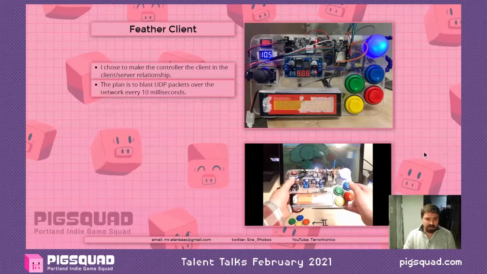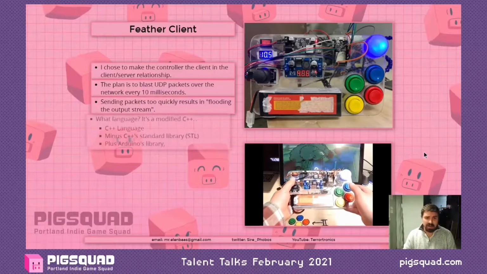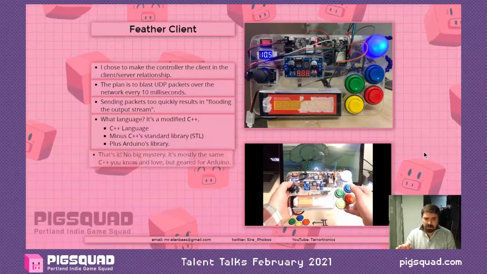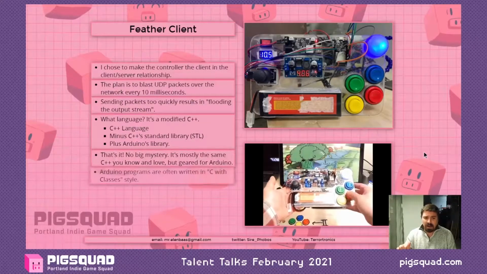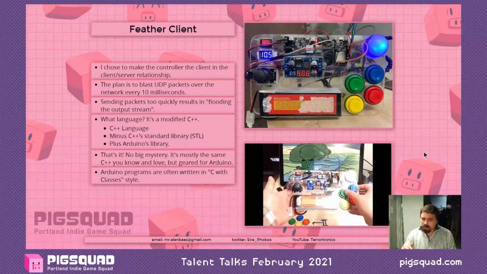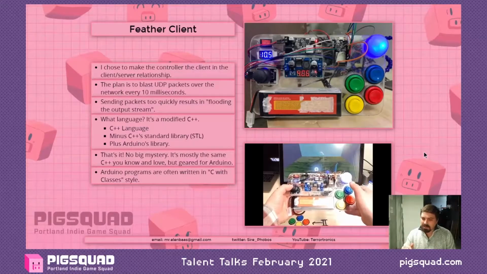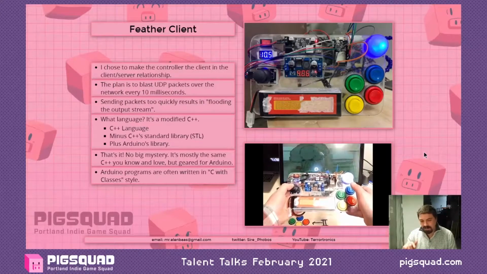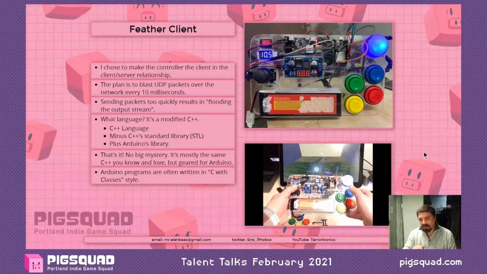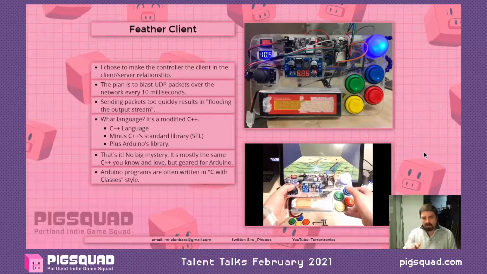The controller is the client. What it does is it blasts out a UDP packet every 10 milliseconds. Going faster than that causes it to flood the output stream. So 10 milliseconds is as fast as I could get this particular microcontroller to send out UDP packets, though your mileage may vary.